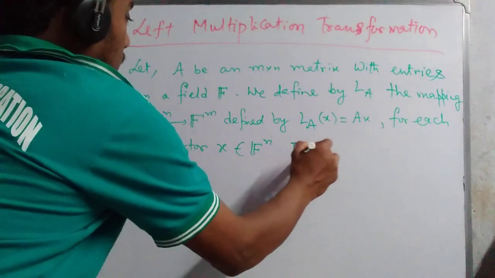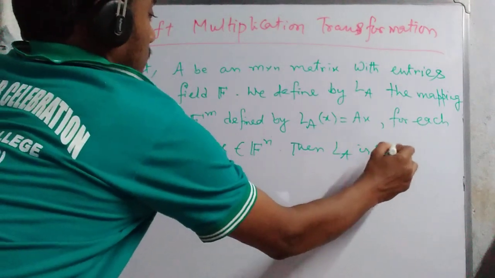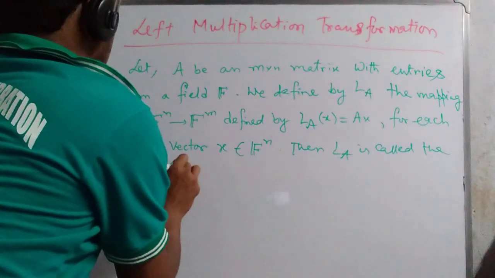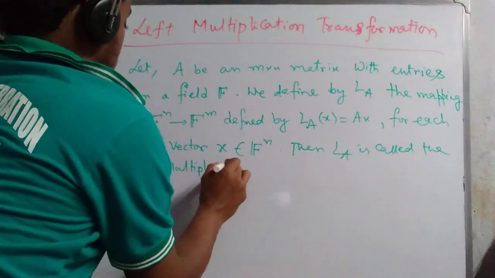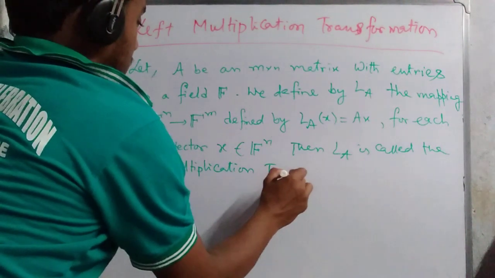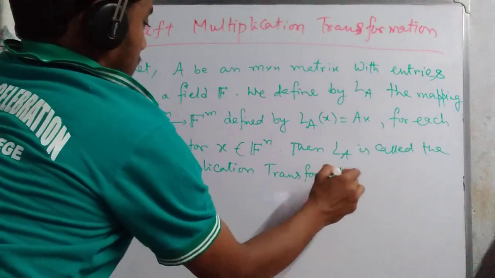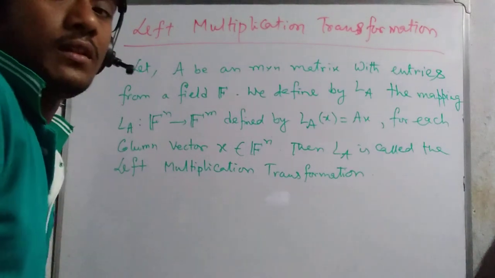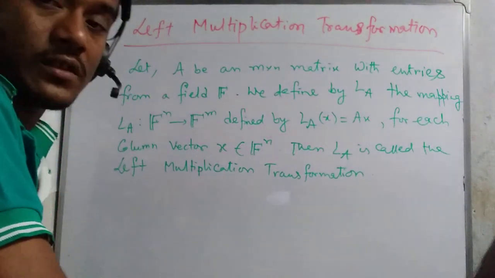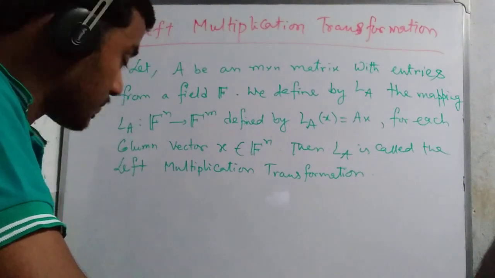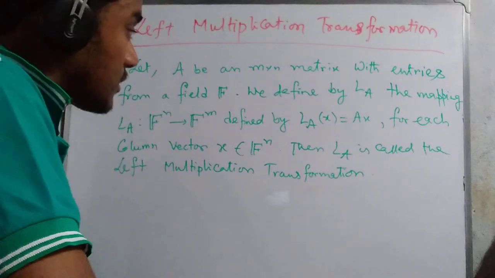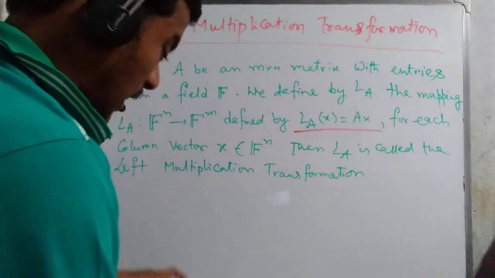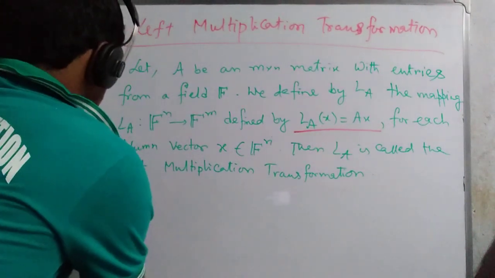Then LA is called the left multiplication transformation. We also gave this example and further discussion on the theorem in the previous class, but today I just discuss this definition. And now we are going to another theorem related to matrices.